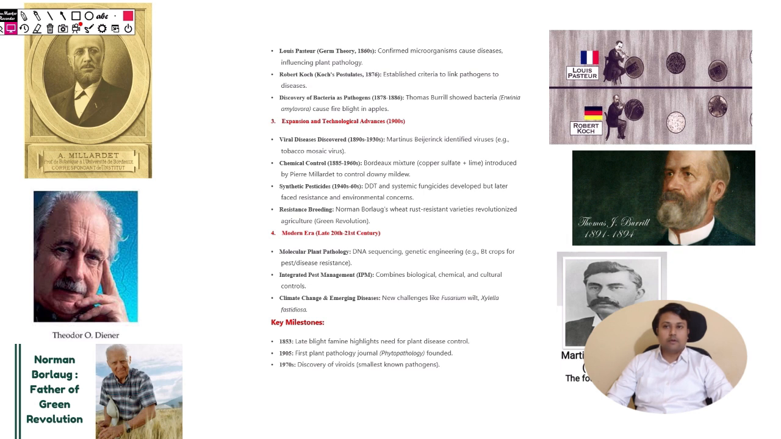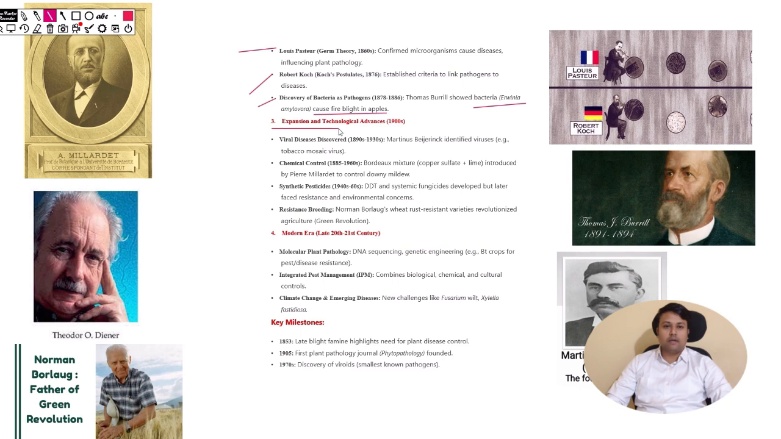Some of the important scientists who made discoveries: Louis Pasteur and Robert Koch discovered the Koch bacillus, the discovery of bacteria. T.J. Burrill showed that bacteria cause disease in fire blight. This is the first plant pathogenic bacteria discovered.